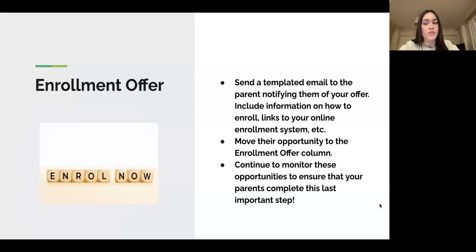Your enrollment offer. You can also automate this process and make it a lot easier for yourself. If you're a bigger school, it might be helpful to do this. You can send a templated email to the parent notifying them of your offer. You can say, we're willing to give your child the spot at our school. This is the enrollment offer. It can include the information on how to enroll, links to your online enrollment system if you have one, etc.